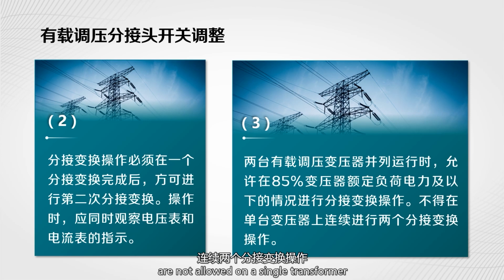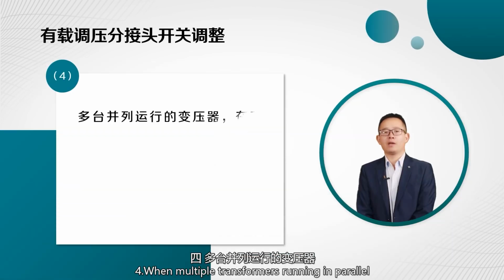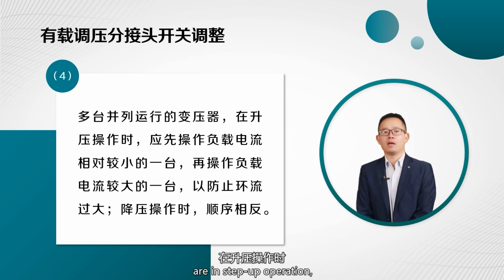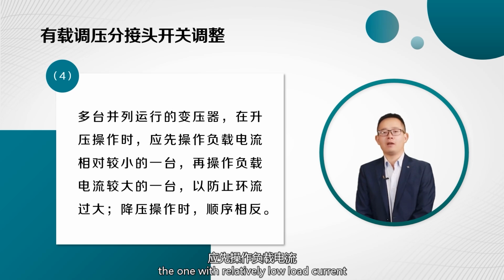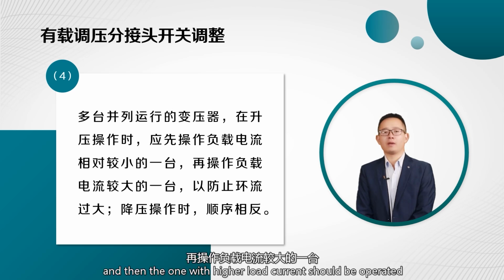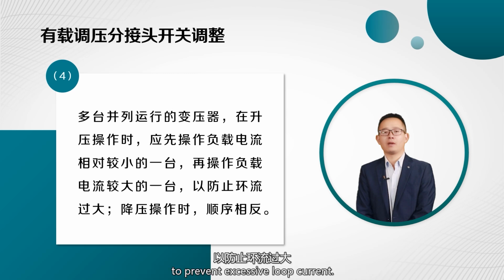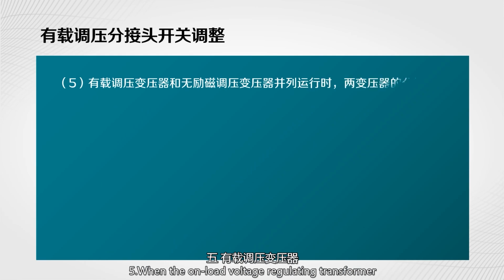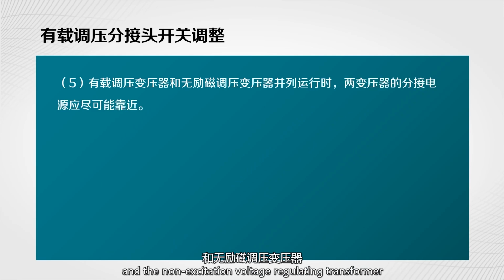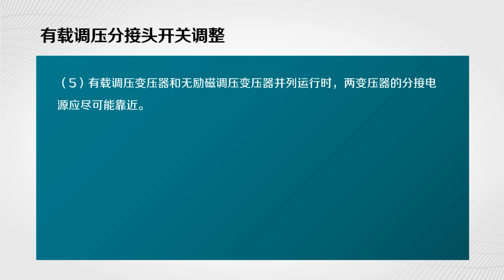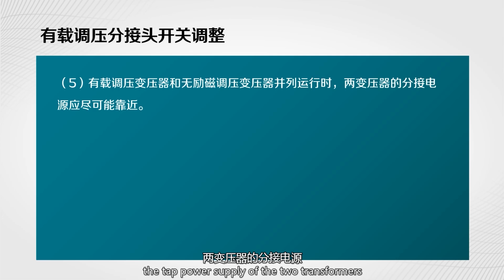Fourth, when multiple transformers running in parallel are in step-up operation, the one with relatively low load current should be operated first, and then the one with higher load current should be operated to prevent excessive loop current. The sequence of step-down operation is opposite. Fifth, when the on-load voltage regulating transformer and the non-excitation voltage regulating transformer are running in parallel, the tap power supply of the two transformers should be as close as possible.